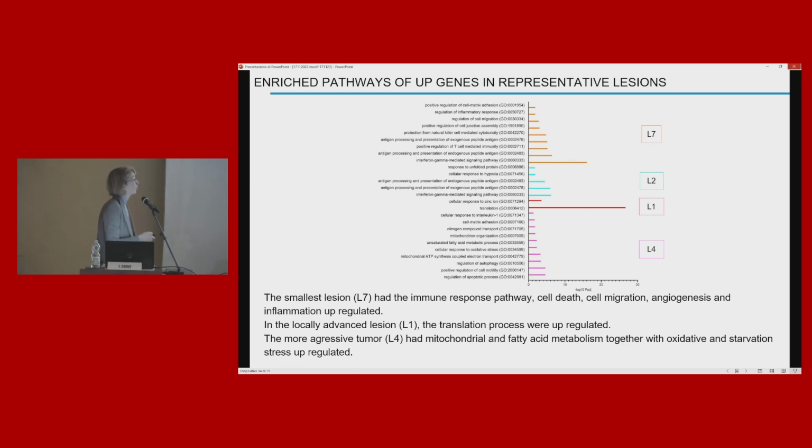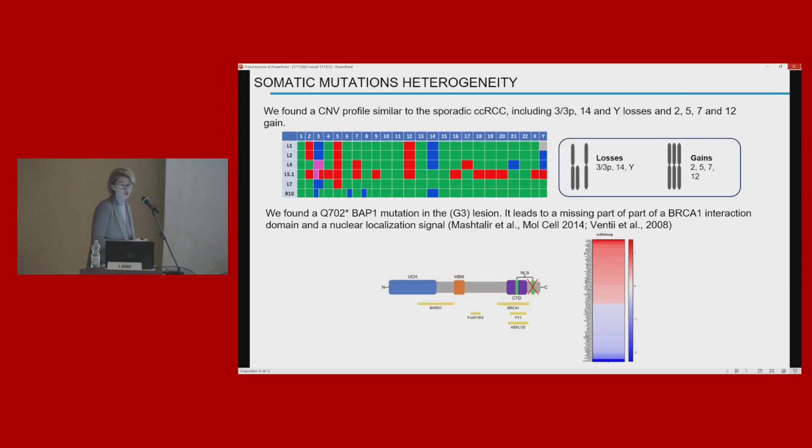For example, the smallest one has more expression of the immune response, whereas the more aggressive one had more expression of the mitochondrial metabolism and also the stress response. When we checked for the somatic mutations, we found that there was the same profile that has been found in the sporadic CCRCC with the 3p and also the 5q gain, but there were also other chromosome gains and losses which were different in the different tumors.